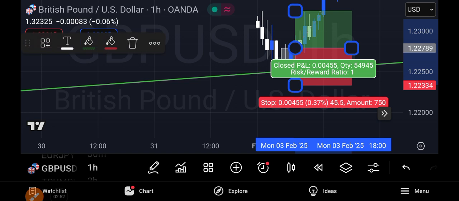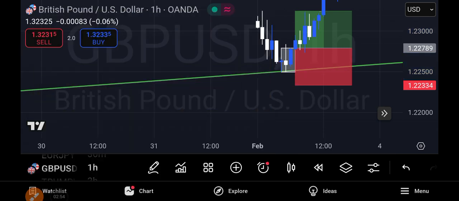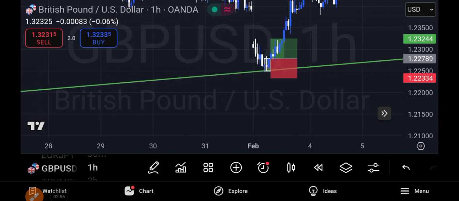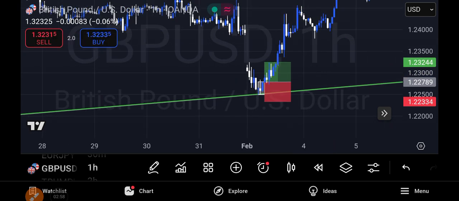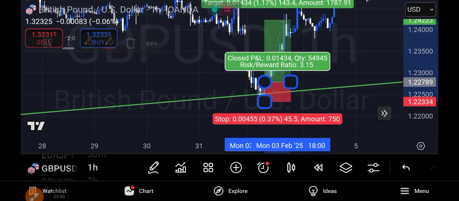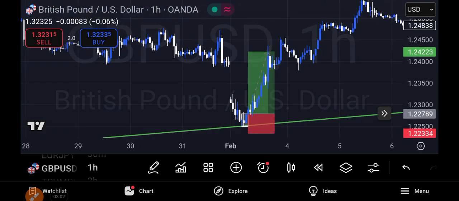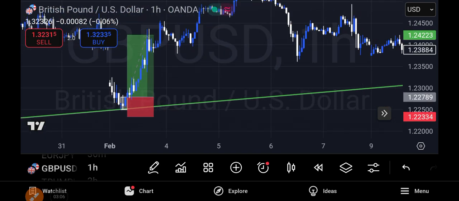Where's your stop loss? A few pips below the trend line. And where's your take profit? At least 2 times what you're risking. Clean 1:3. All right, we continue.